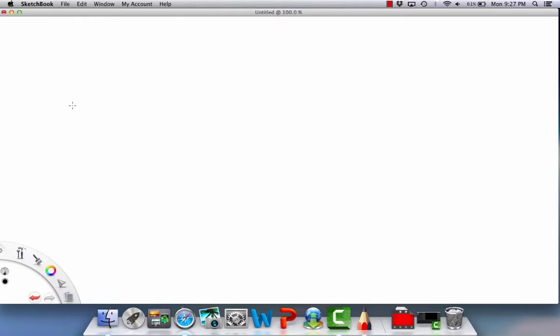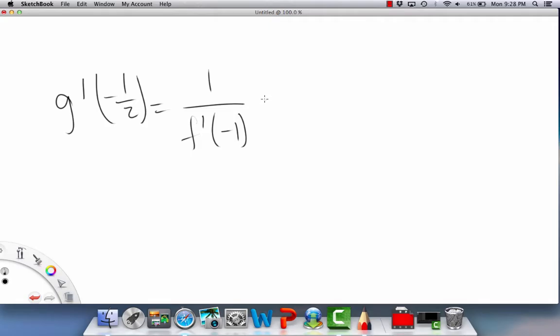So our final answer: g prime of negative 1 half equals 1 over f prime of negative 1, which we just found, 1 over 1 equals 1. So that's our answer for that question.